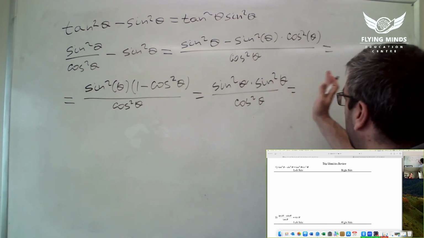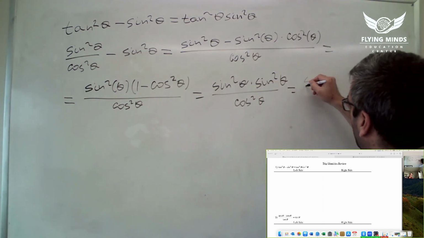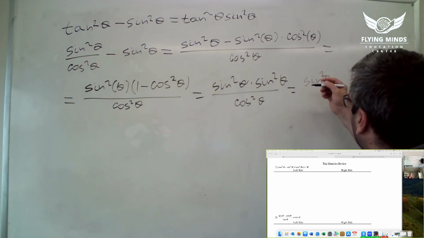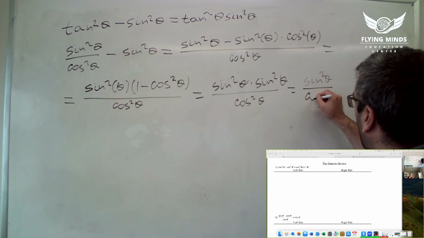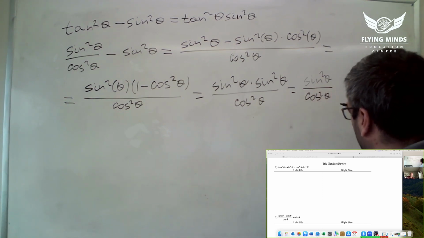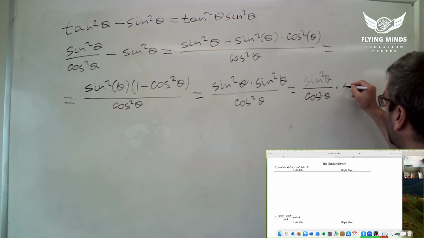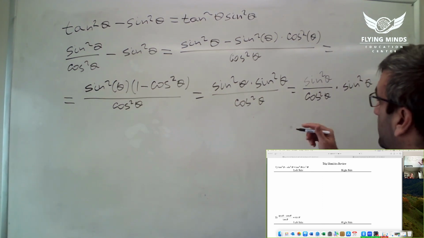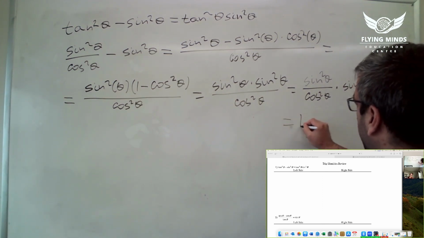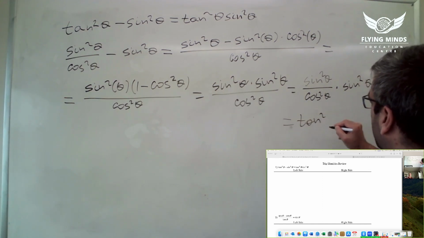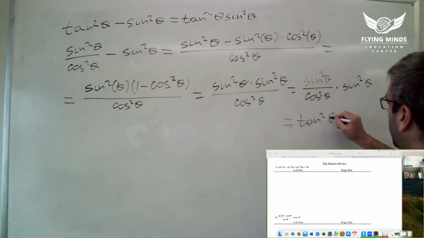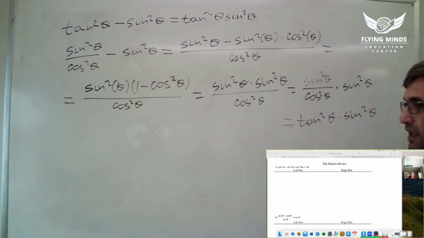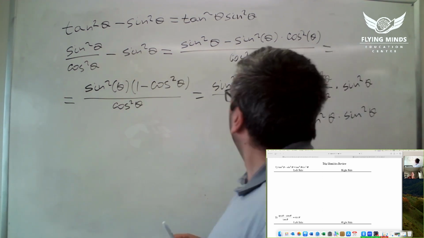And then you can write it as two factors: sine squared theta over cosine squared theta, times sine squared theta. Okay, and then the left side equals the right side. And here we get tangent squared theta times sine squared theta.